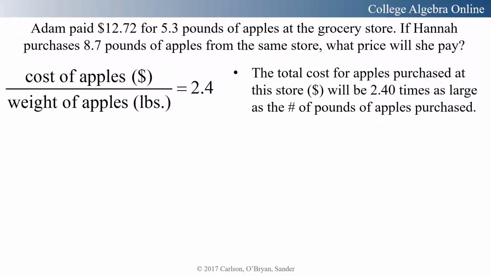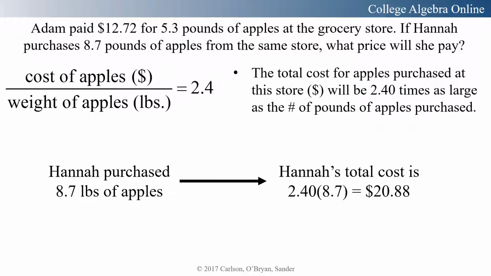Based on this information, we can determine the total cost for Hannah's apple purchase. Hannah purchased 8.7 pounds of apples, and her total cost in dollars will be 2.4 times as large as this, or 2.4 times 8.7, which equals $20.88.